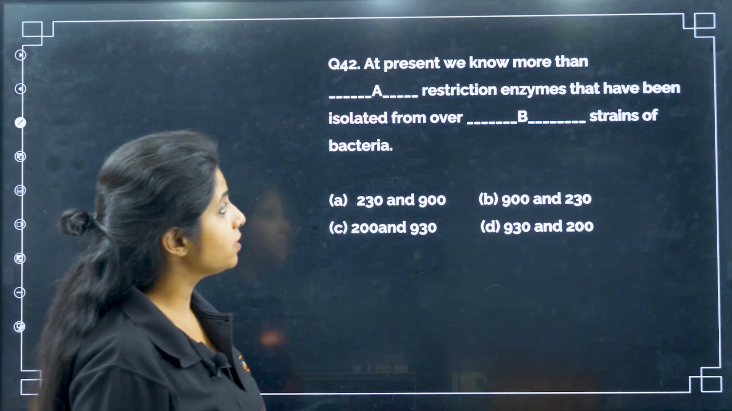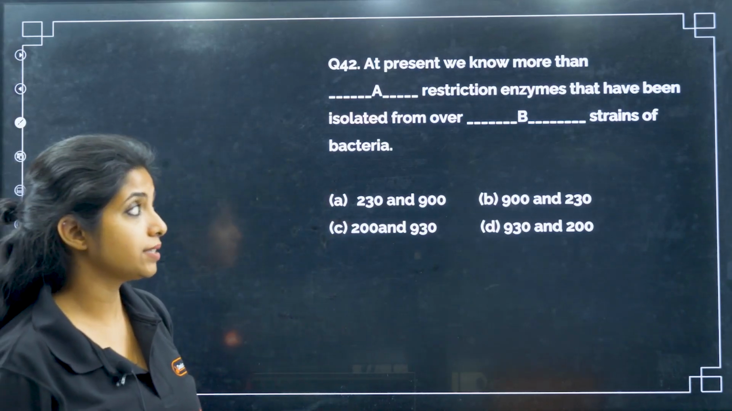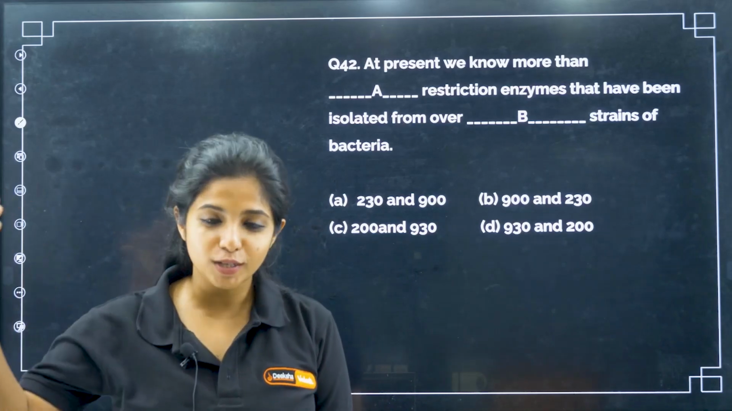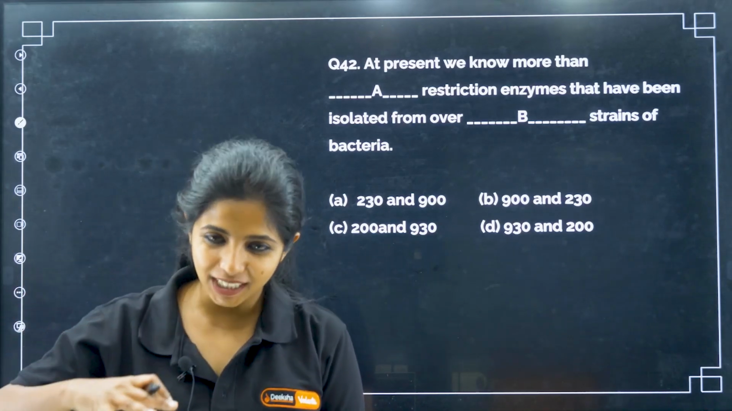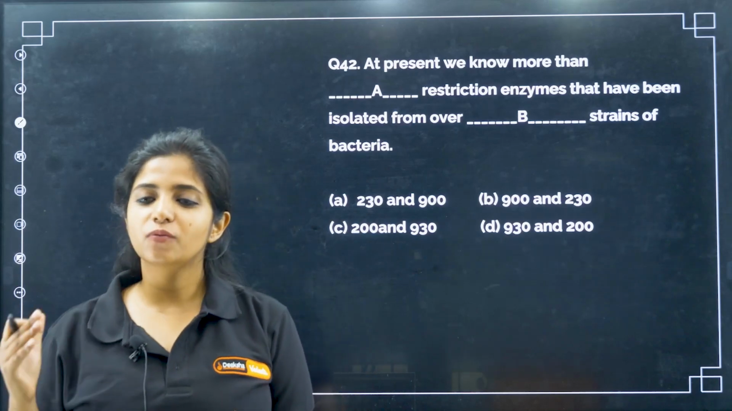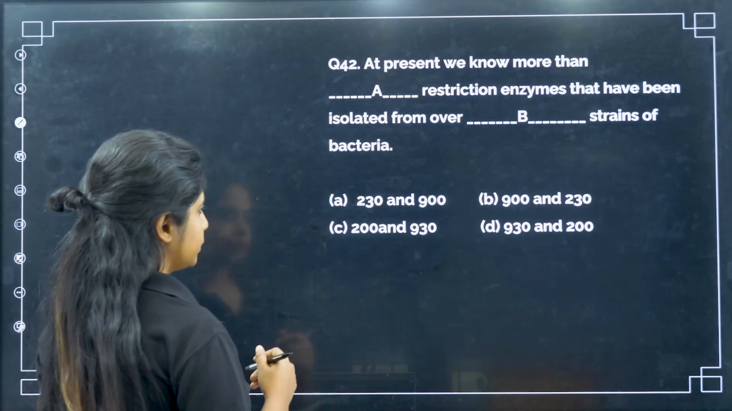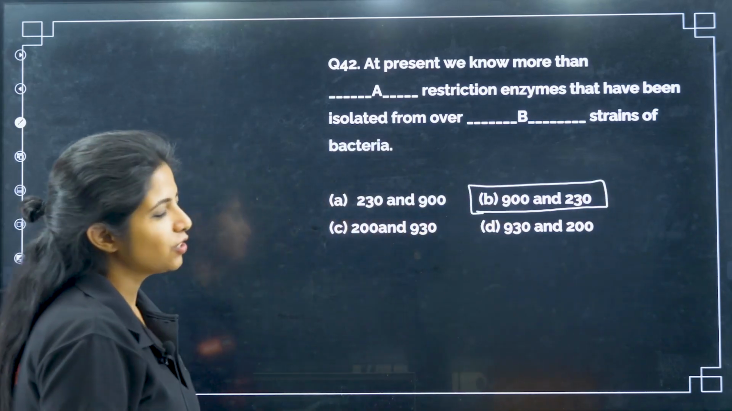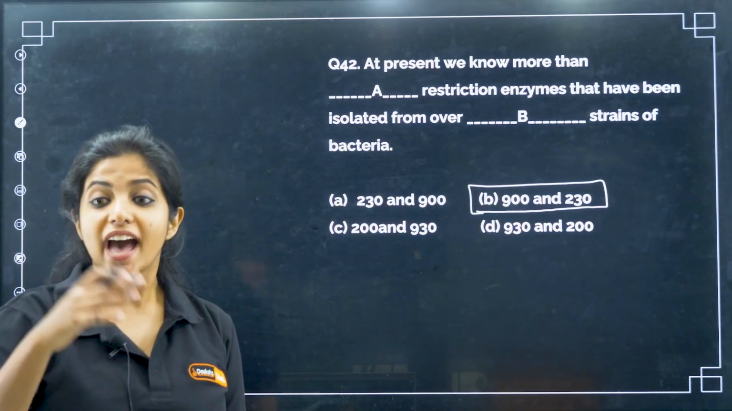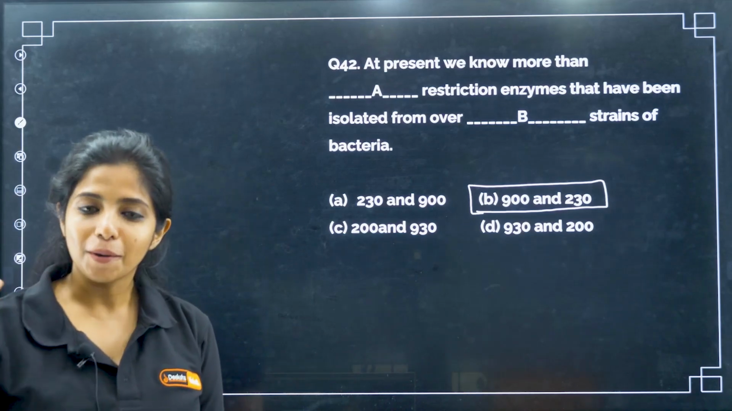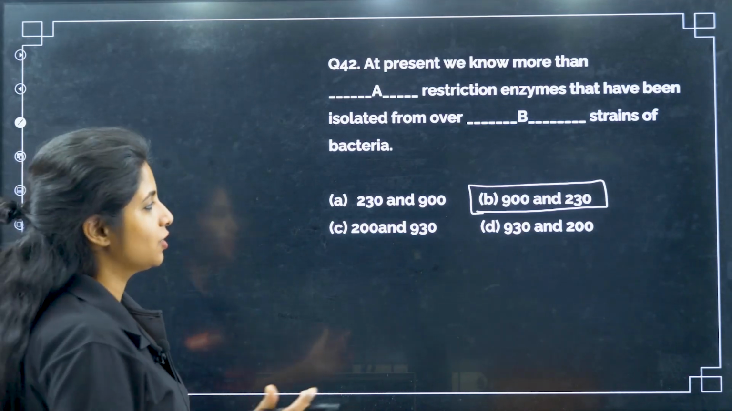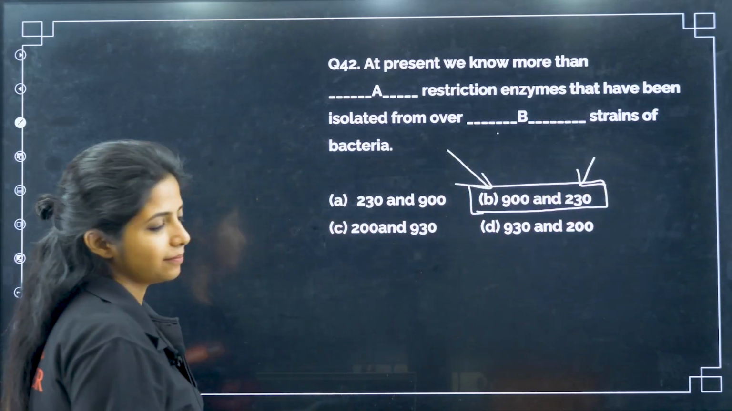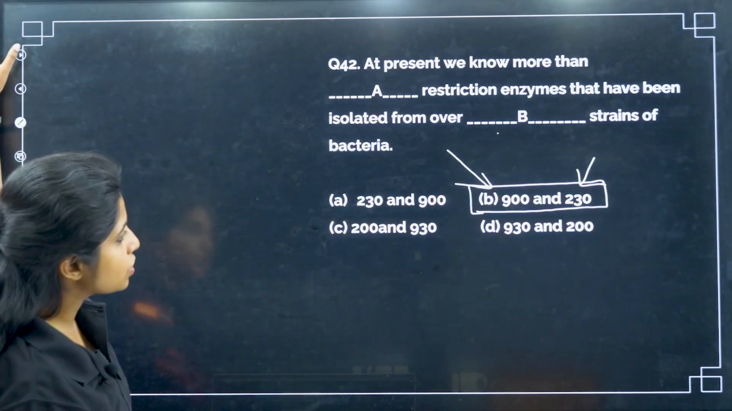Now 42. At present, we know that more than dash restriction enzymes have been isolated from over dash strains of bacteria. So restriction enzymes would obviously be more, and the number of bacteria would be comparatively lesser. So at present, we know that more than 900 restriction enzymes have been taken from 230 strains of bacteria. This is your answer, nothing else. So B is your answer for this question.